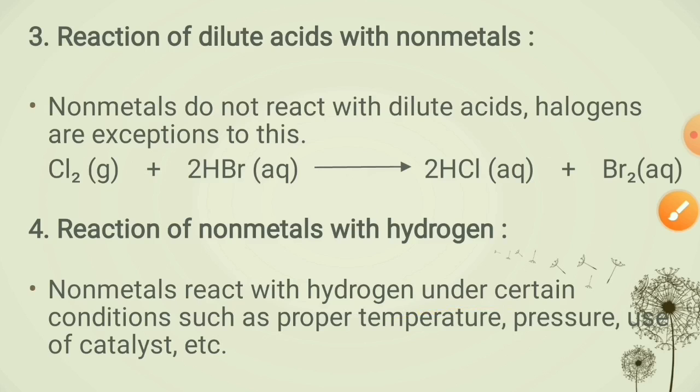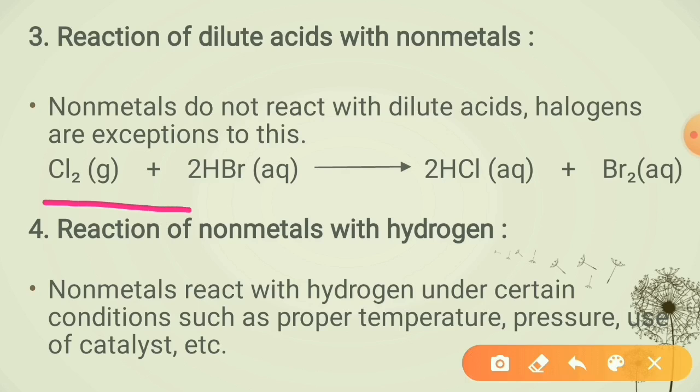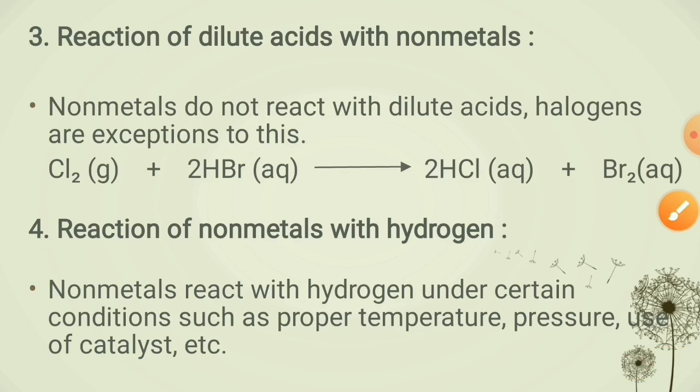Third is the reaction of dilute acid with non-metals. Non-metals do not react with dilute acid. Halogens are an exception to this. For example, here again chlorine reacts with dilute hydrobromic acid. You get hydrochloric acid and bromine is given out.